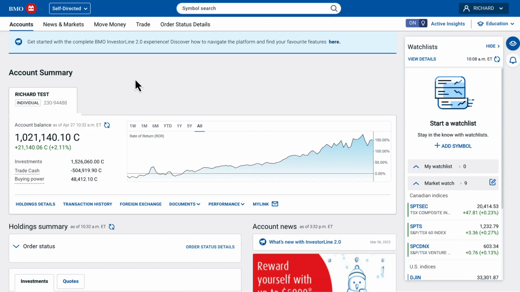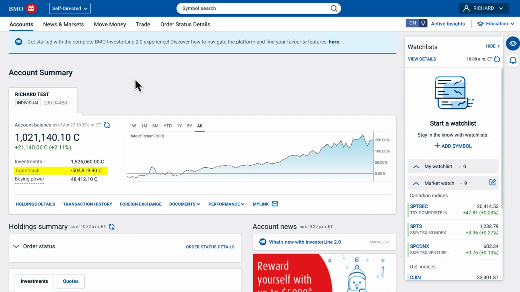Let's look at the dashboard on BMO Investor Line for a margin account. Here we see the buying power is listed at $48,412.10. The overall account balance is shown as $1,021,140.10. But you'll notice that the total value of investments equals $1,526,060. If we subtract the trade cash value of $504,919.90, this gives us the account balance.